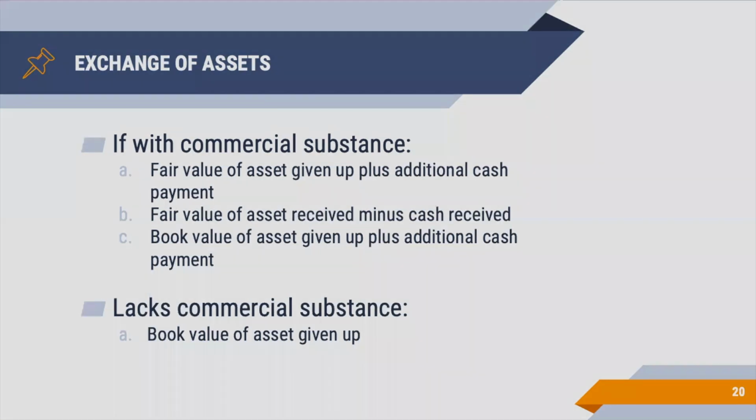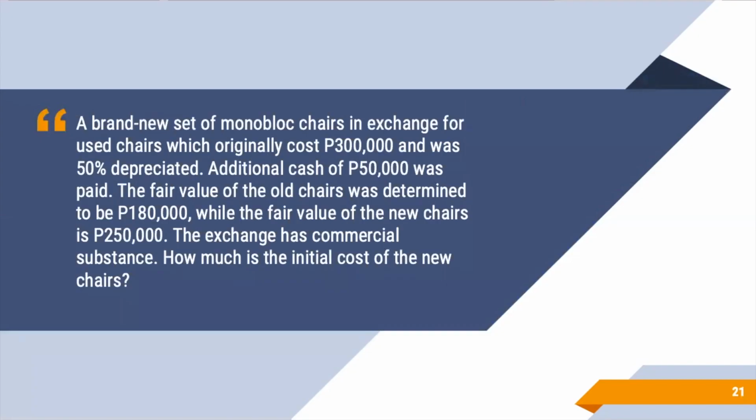So for example, a brand new set of monoblock chairs in exchange for used chairs, which originally cost 300,000 and was 50% depreciated. Additional cash of 50,000 was paid. The fair value of the old chairs or the given up chairs was determined to be 180,000, while the fair value of the new chairs is 250,000. The exchange has commercial substance. How much is the initial cost of the new chairs?